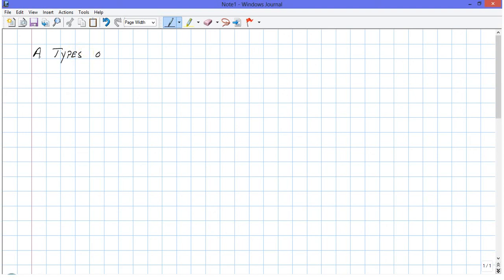Okay, so the different types of fractions. One type of fraction would be considered to be a proper fraction. And that would be a fraction where the numerator is going to be less than the denominator. So say, for example, 3/4. This is a proper fraction because the numerator is less than the denominator.